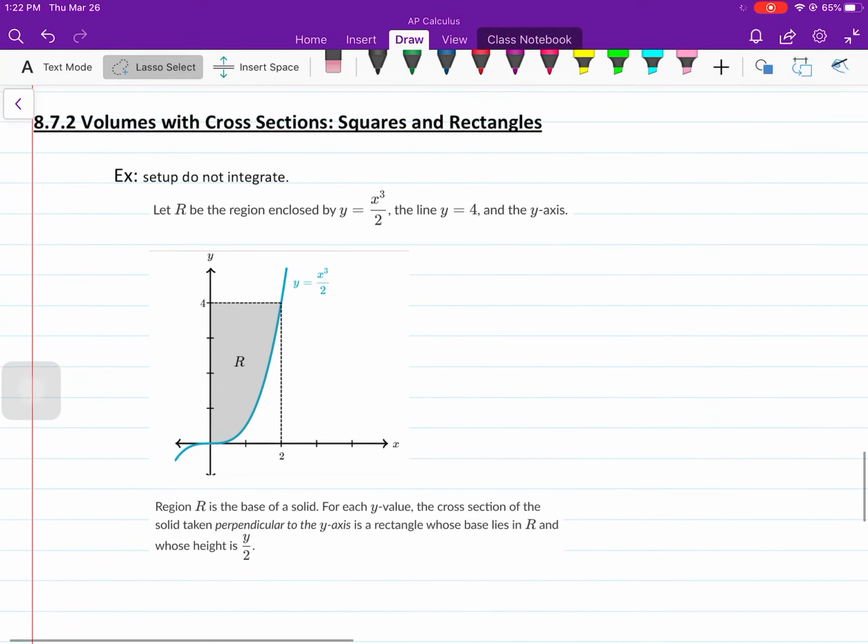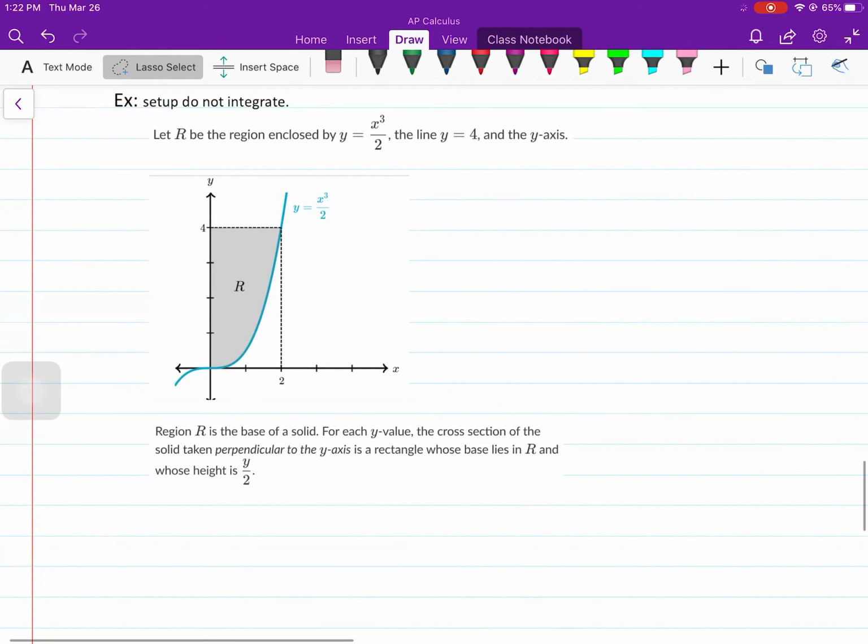So now we're getting into something that's supposed to be a little bit more difficult, and this one has a bit extra that we need to go through. It's really not that bad though.